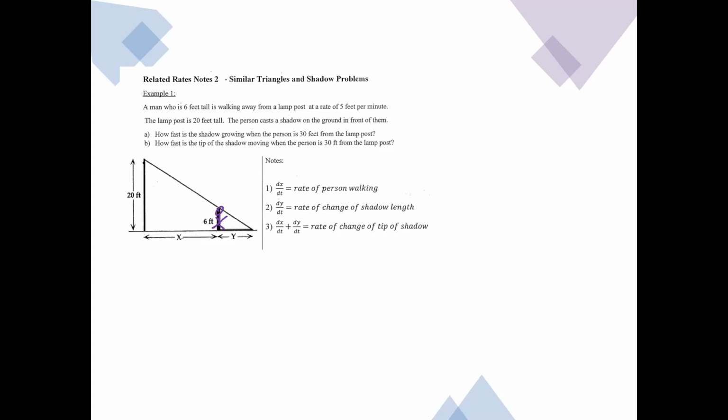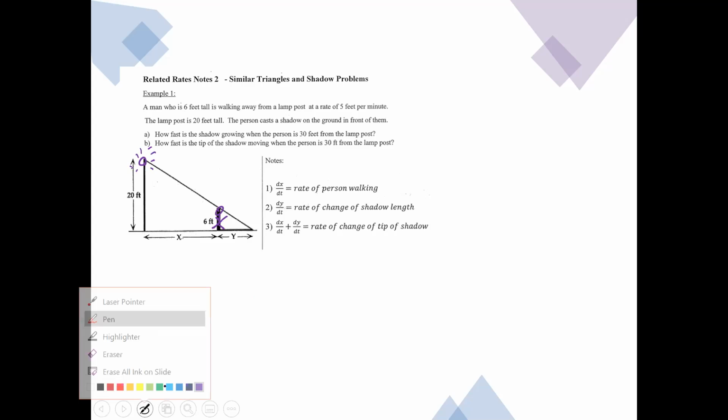The lamppost is 20 feet tall. I'm going to put little lights here so I know that's a lamppost. The person casts a shadow on the ground in front of them. How fast is the shadow growing when the person is 30 feet away from the lamppost? And how fast is the tip of the shadow moving when the person is 30 feet from the lamppost?